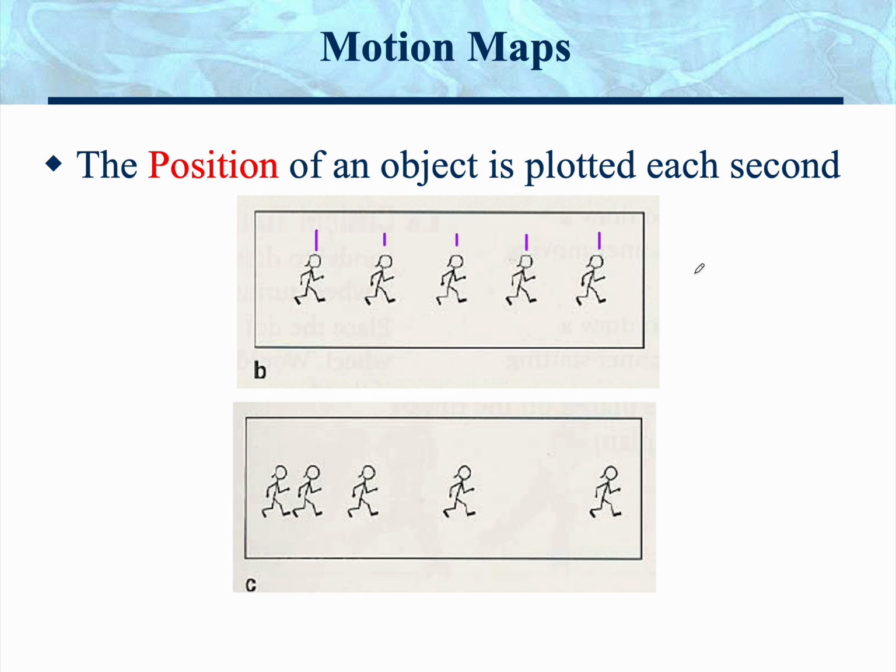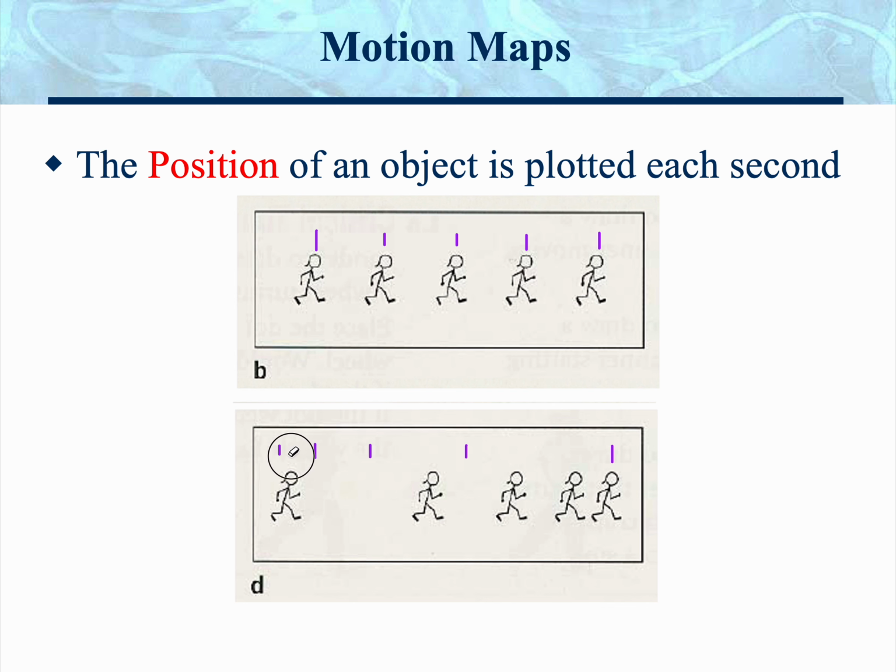Just by looking at this, what can you tell me about that person? They're covering the same displacement every second. Their velocity is constant. But what about this person? 1 second later, they're here. Next second, they're here. Next second, they're here. Next second, they're here. What's happening to this person? They must be gaining speed or gaining velocity in the positive or right direction.